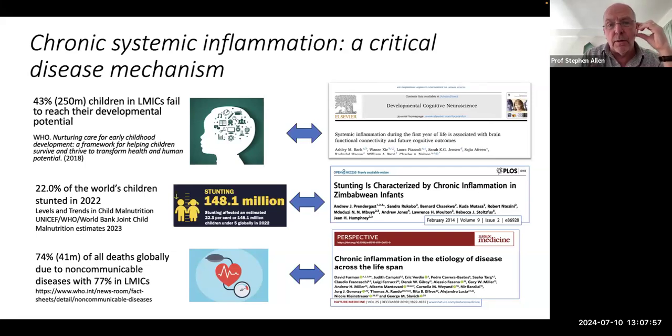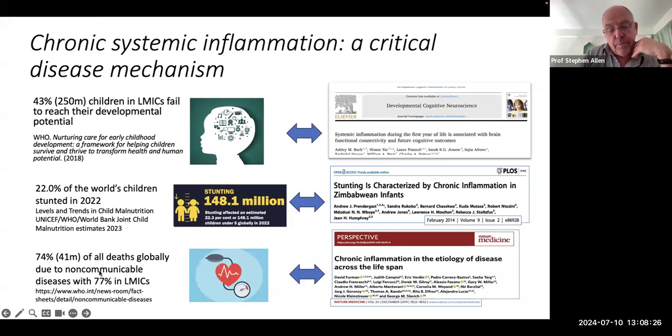More important than a few extra centimeters in height, obviously it's that whole development, including the brain, that's important. But of course, inflammation is a major pathway to stunting. We know almost 1 in 5 of the world's children remain stunted. And stunting is characterized by chronic inflammation in many different studies, and indeed is thought to mediate some of the poor growth, and we'll talk about that a bit later.